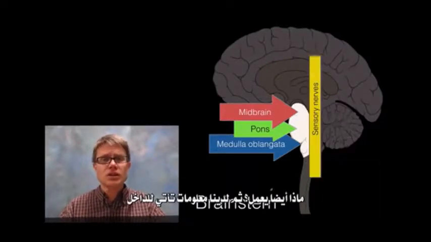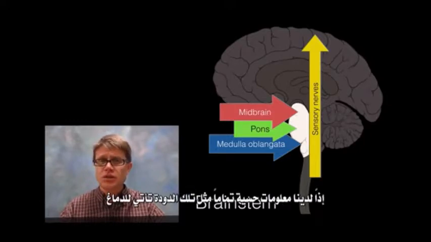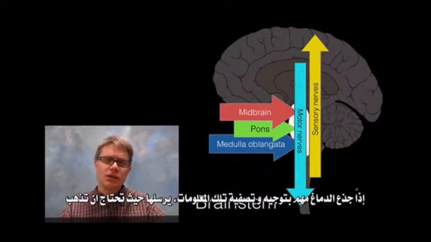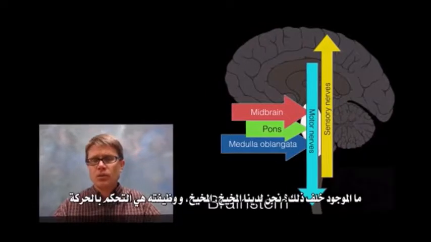Then we have information coming in. So we have sensory information, just like that worm did, coming up to the brain. And then we have motor nerves going out. And so the brain stem is important in routing that information and filtering that information, sending it where it needs to go. What's behind that?